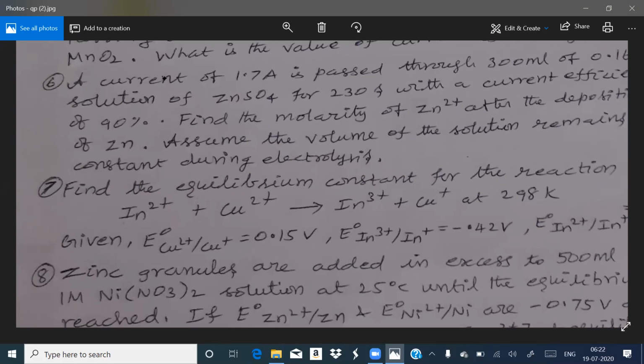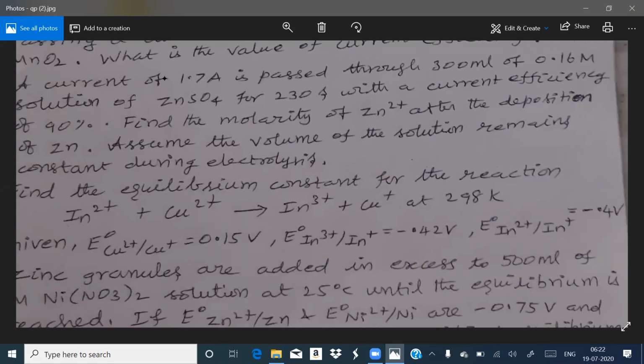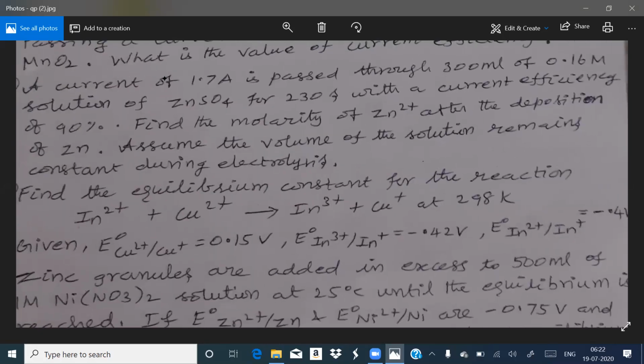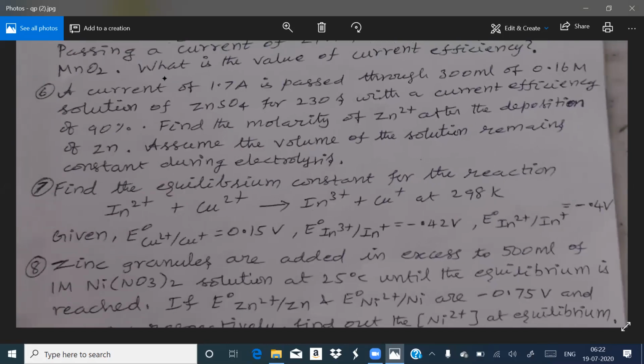Now the solution is zinc sulfate solution. In the 6th question, what is given means: zinc sulfate solution, you are taking 300 ml. What is the concentration? 0.16 molar. You are passing 1.7 ampere current. The current efficiency given is 90%. So 90% of current is utilized, remaining 10% is wasted. You are passing for 230 seconds.